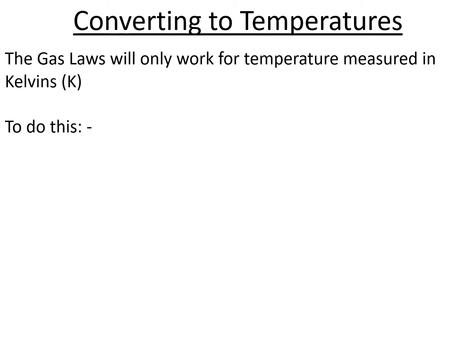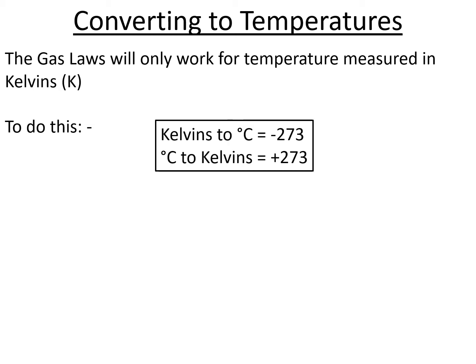Now, first of all, converting temperatures. Gas laws will only work for temperature measured in kelvins, and as we do these gas laws, I will explain to you why that's the case. So to do this, we do the following. Could you write this down, folks? Kelvins to degrees Celsius, you always subtract 273. Degrees Celsius to kelvins, you always add 273.